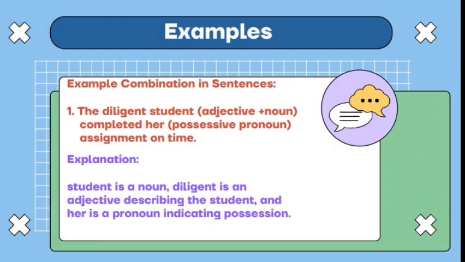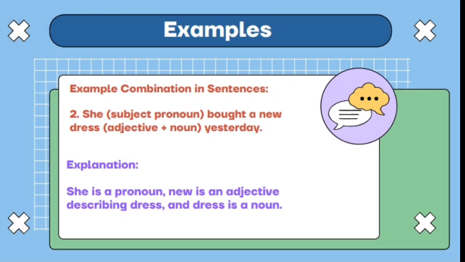Examples. 1. The diligent student (adjective plus noun) completed her (possessive pronoun) assignment on time. Explanation: student is a noun, diligent is an adjective describing the student, and her is a pronoun indicating possession. 2. She bought a new dress yesterday. Explanation: she is a pronoun, new is an adjective describing dress, and dress is a noun.